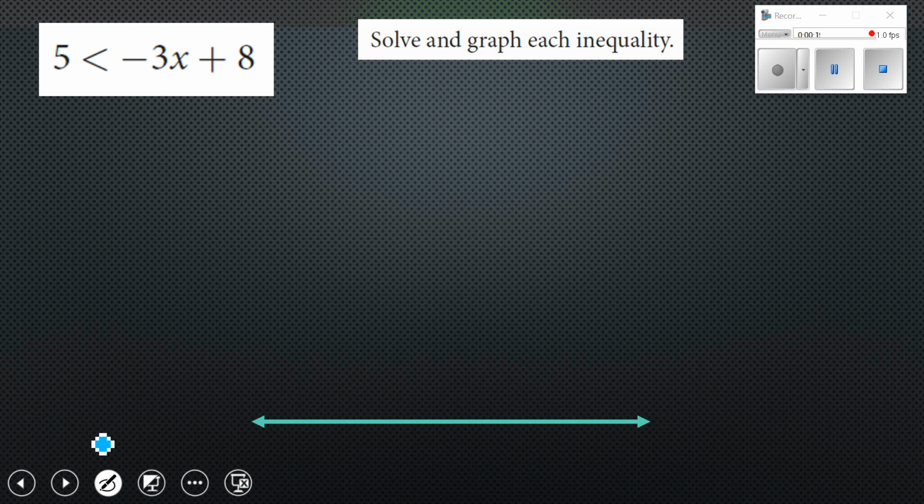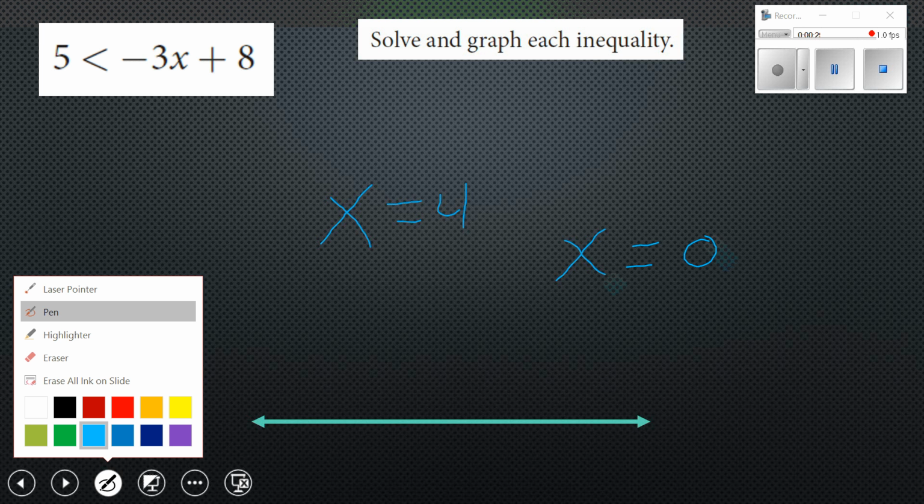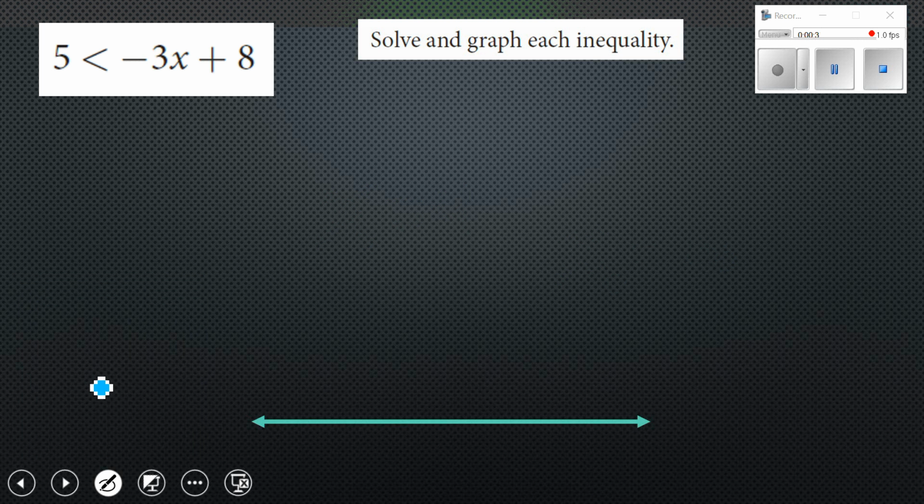Normally, when we solve an equation, we'll get things like x equals 4 or x equals 0. For inequalities, we're going to have a whole set of solutions that are possible because we're talking about less than or greater than or less than or equal to, and so forth.